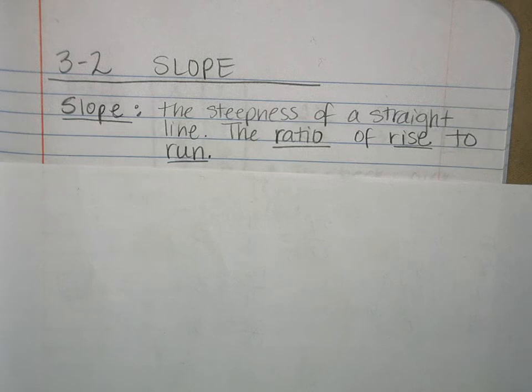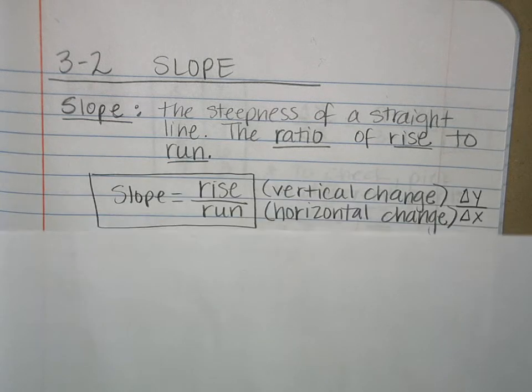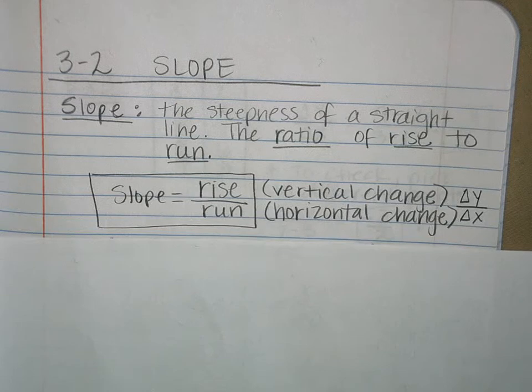Okay, and then we have this information that's important. We have this rise over run. That's up on the wall, yeah. We have the vertical change and the horizontal change. Vertical is the y, horizontal is the x.